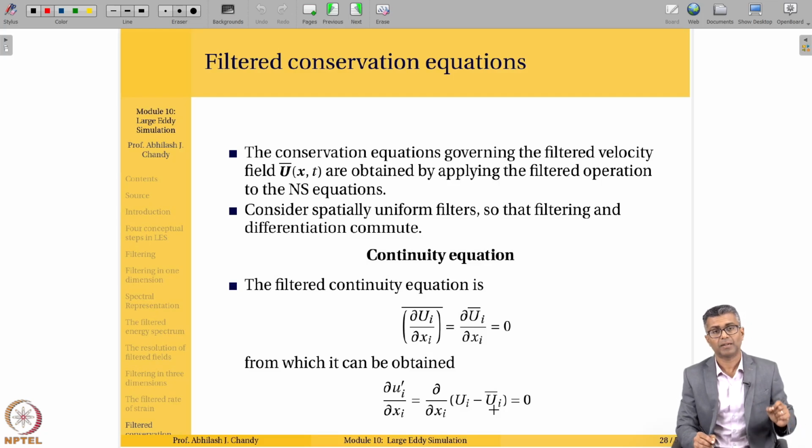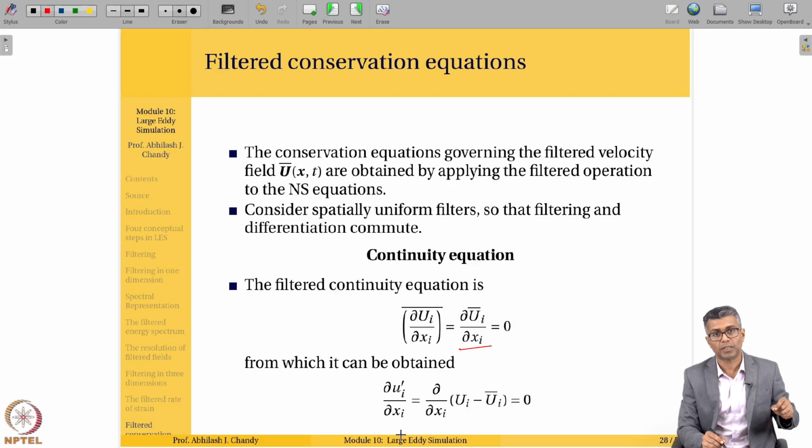So keep in mind that Ui is equal to Ui bar plus Ui prime, which is the residual field, isn't it? So you consider the continuity equation and then you filter it. Obviously, the filtering and the differentiation commute. Then what you get is del xi of ui bar is equal to 0. What does that tell you? That means the instantaneous velocity is obviously satisfying continuity and the filtered velocity is also satisfying continuity.